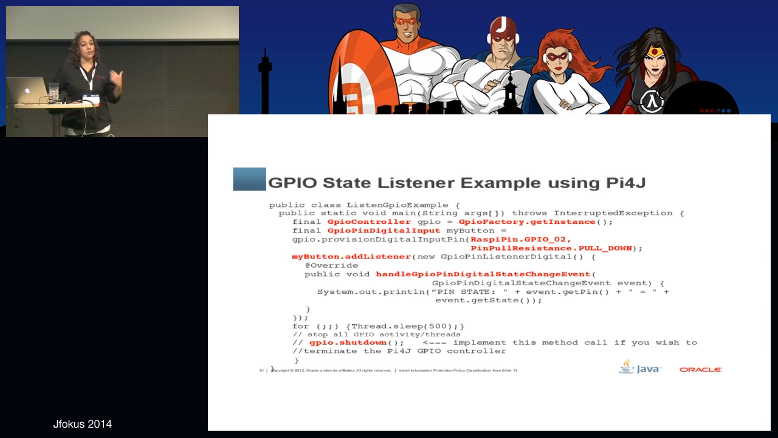You can have listeners, so when something happens, notify me. You simply say add listener, and you have one method, handle GPIO pin digital state change event. So when something changes on that pin, this method is going to be called, and then you do whatever you want to do. Okay, so very simple. In here, we're not doing anything interesting really. We're just printing out the state of the pin and seeing if it's on or off. Make sure at the end you shut down the GPIO. If you want to terminate the controller, just make sure you shut it down. So very simple, a few lines to have a connection to your GPIO. In this case, just a switch.